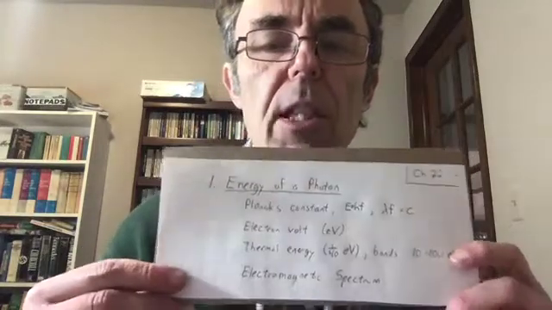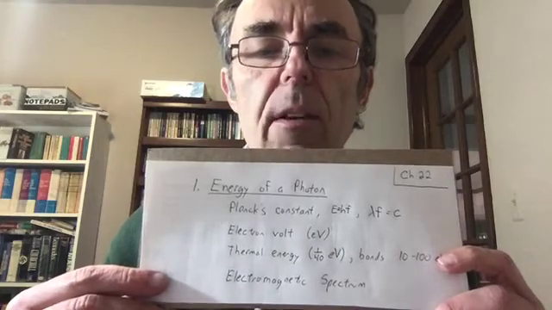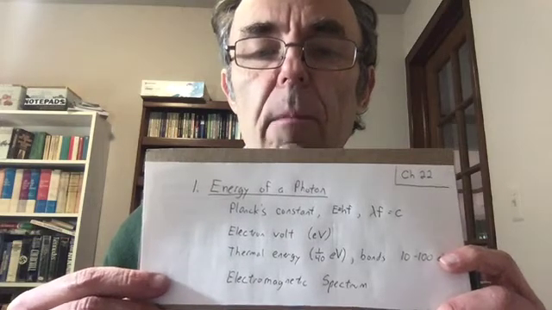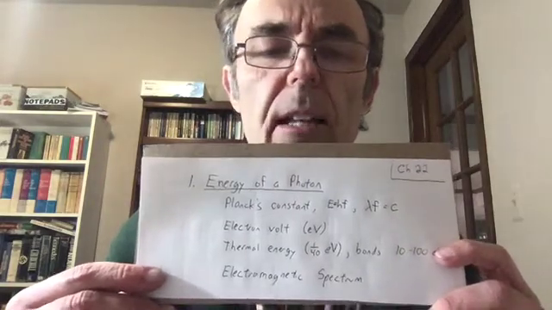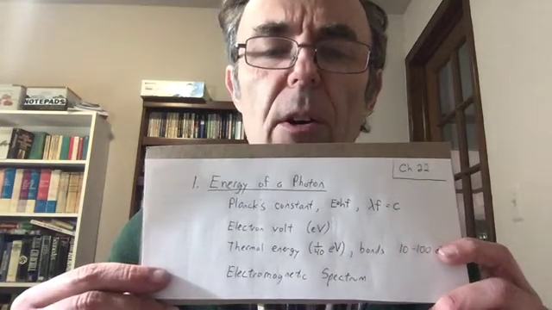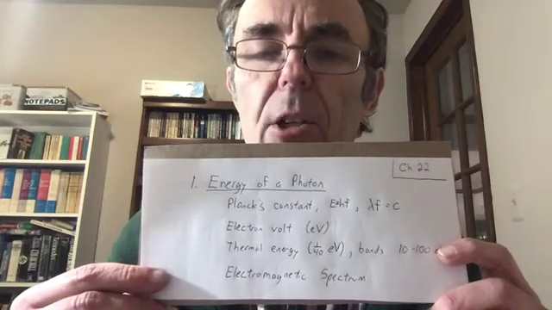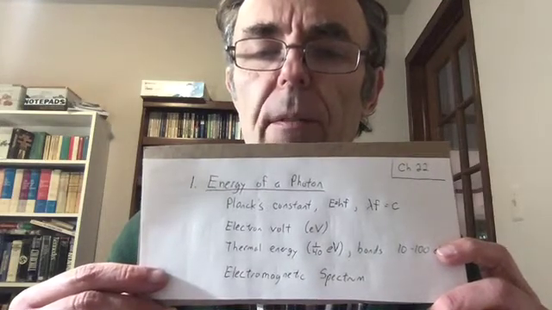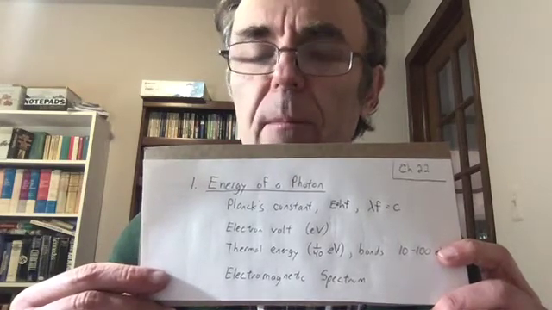Start in Chapter 22. We talked about the energy of a photon. So this concept of light being both a wave and a particle with energy. To really calculate the energy of a photon, you need Planck's constant h. So you'll need to have that value, and you need the relationship that the energy of a photon is equal to Planck's constant times the frequency of the light.